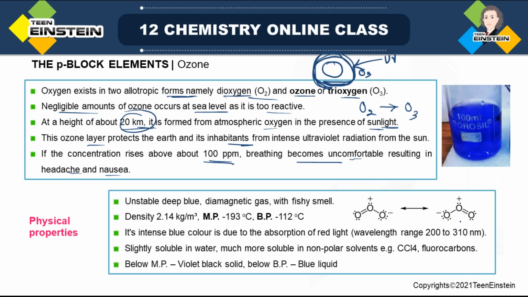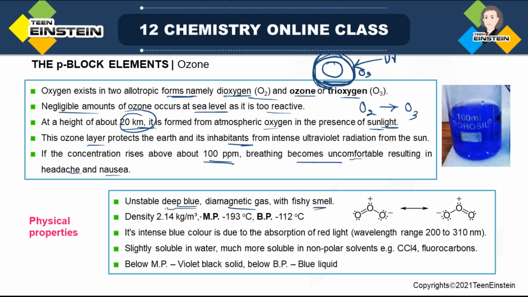Physical properties. Now ozone, as you can see, is an unstable deep blue diamagnetic gas with a fishy smell. So there is a specific smell. In the case of O2, you have not seen any smell, and ozone also has some color, unlike oxygen, and it is diamagnetic. See, there are so many differences. So they are allotropes. There are differences in physical properties.